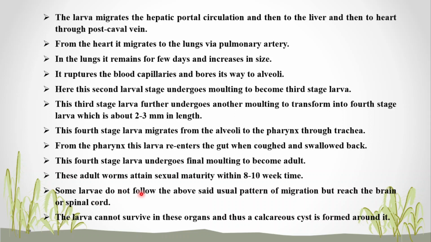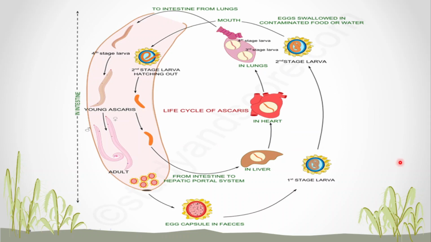Some larvae do not follow the above said usual pattern of migration but reach the brain or spinal cord. The larva cannot survive in these organs and thus a calcareous cyst is formed around it. So this is all about the life cycle or migration of the larval stages of Ascaris in human beings.